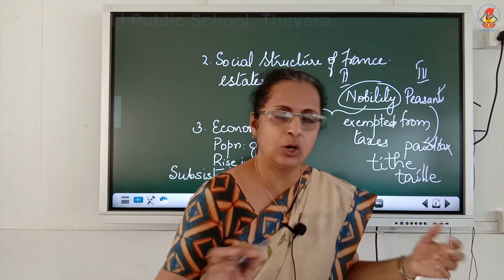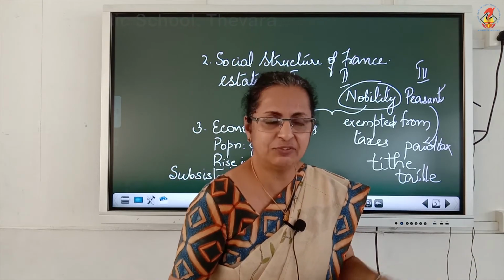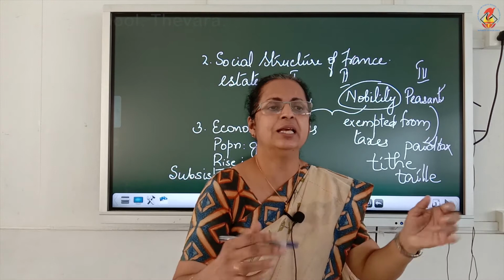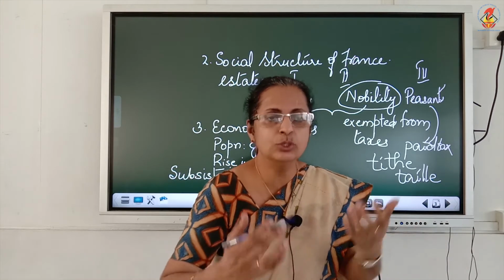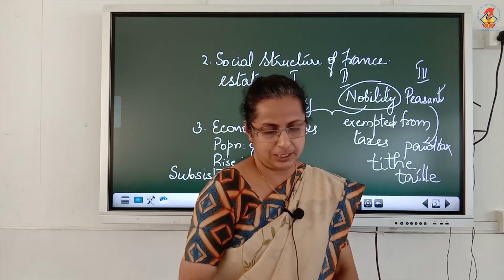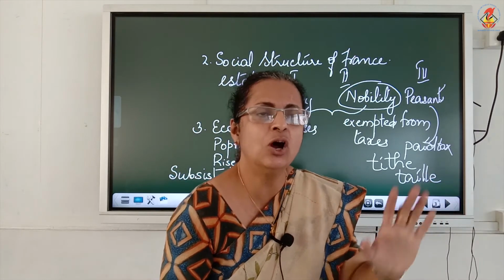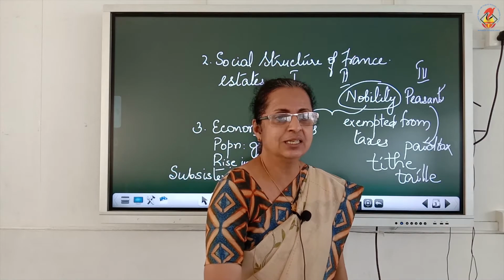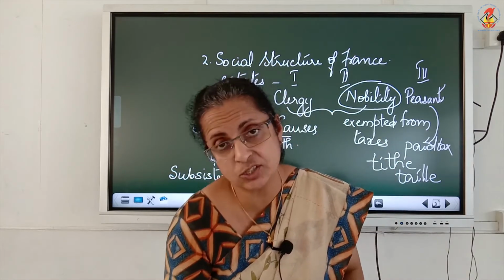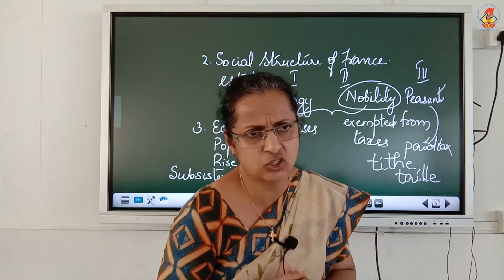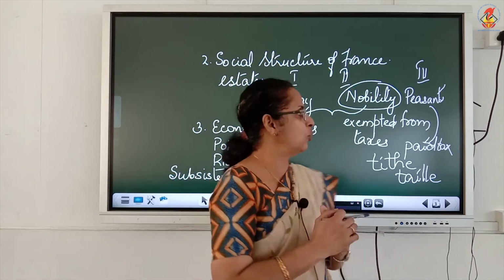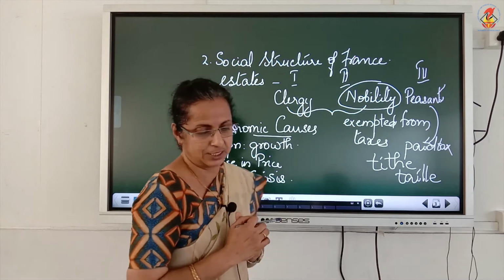That is what happens all around the world. When there is a financial problem, then immediately they will go for an increase of taxes. That is a good source of revenue for the government. But this did not give the expected results due to the existing social structure of France. So something was wrong in the social structure of France. What was the social structure of France?